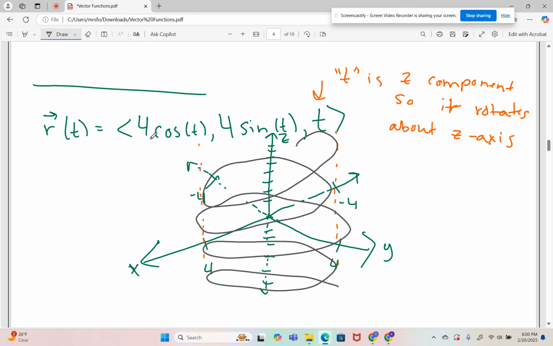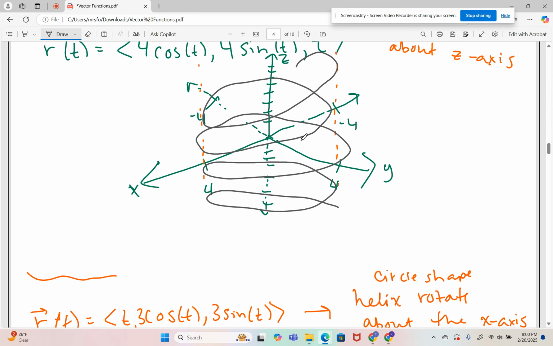Another thing is when our coefficients are the same, our shape is a circle. When our coefficients are different, remember our shape is not going to be a perfect circle. It'll be an ellipse.